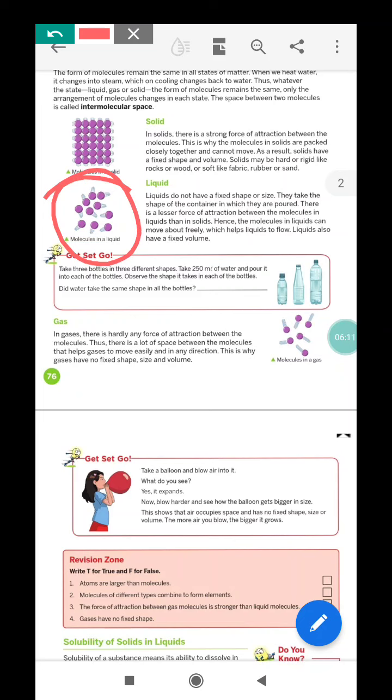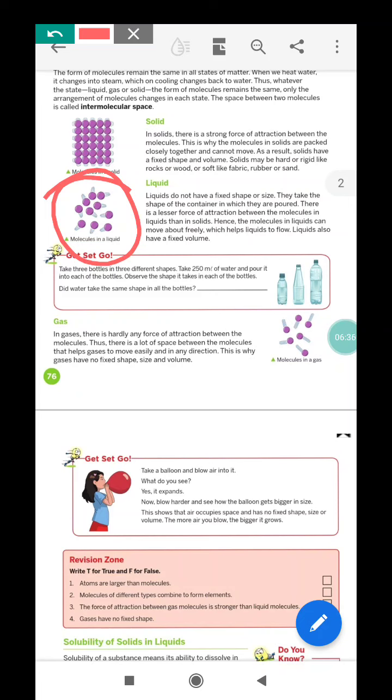If liquids are put in any container, they take the shape of that container only. If water is put in a glass, it takes the shape of the glass. If water is put in a bottle, it takes the shape of the bottle. Suppose we take 250 ml of water and put it in a glass. So the 250 ml of water will take the shape of the glass.